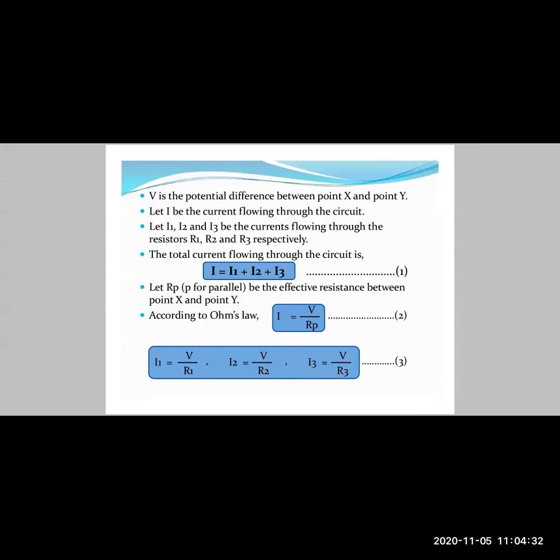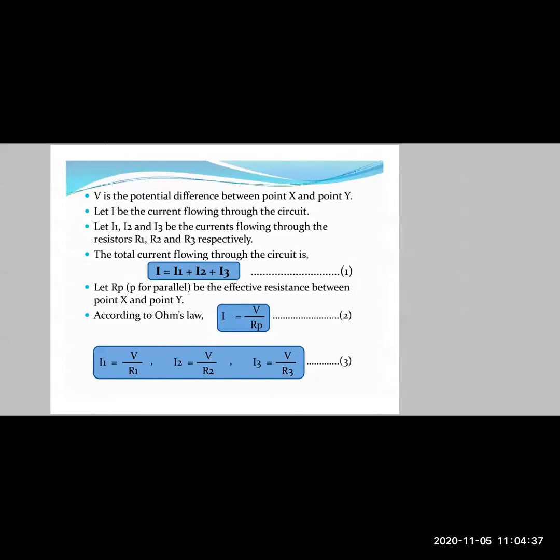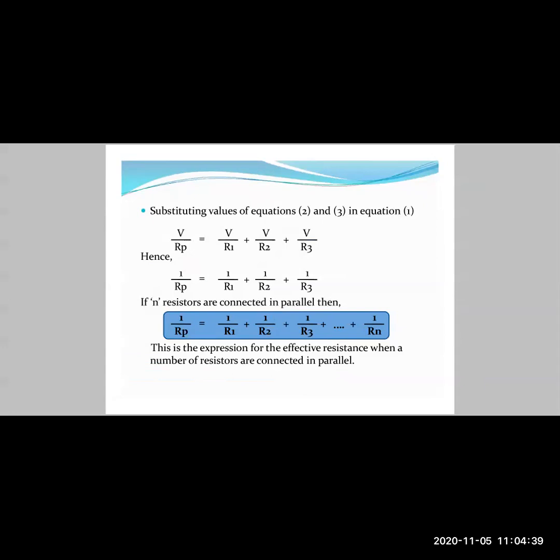If we now substitute equations 2 and 3 in equation 1, what do we get? V by Rp equals V by R1 plus V by R2 plus V by R3. Therefore, cancelling V from both sides, we get 1 by Rp equals 1 by R1 plus 1 by R2 plus 1 by R3. If there are n resistors, it will go all the way up to n resistors. So this is the expression for effective resistance when a number of resistors are connected in parallel.